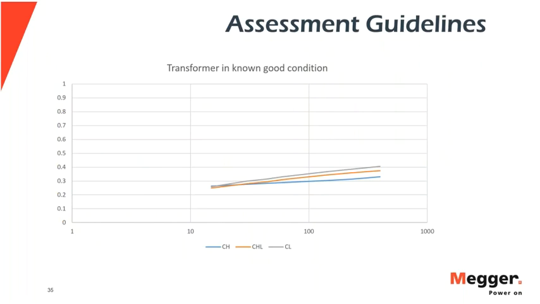So just as an example, let's take this narrowband DFR data, and we're looking at the percent power factor of CH in blue, CHL in orange, and CL in gray, plotted as a function of test voltage frequency. So first, again following the previous slide guidelines, we identify the line frequency power factor in each of these. It seems like it ranges from about 0.3% to 0.35% for the 3 components.